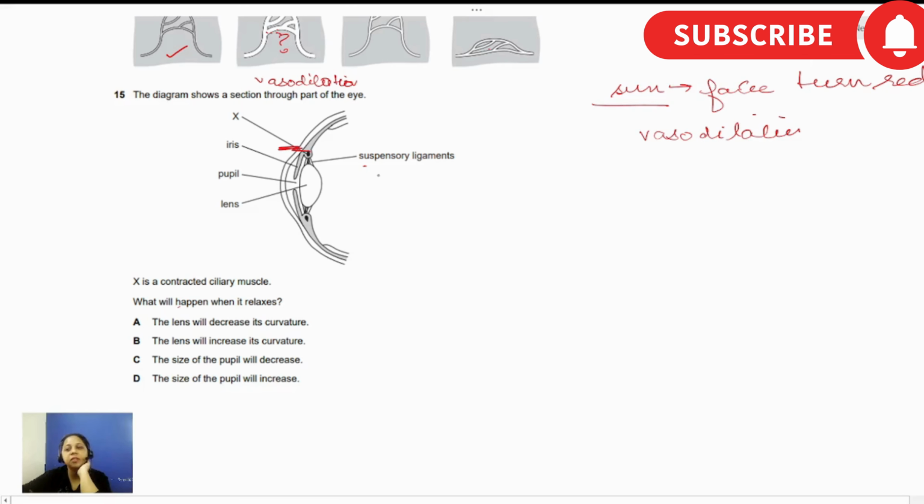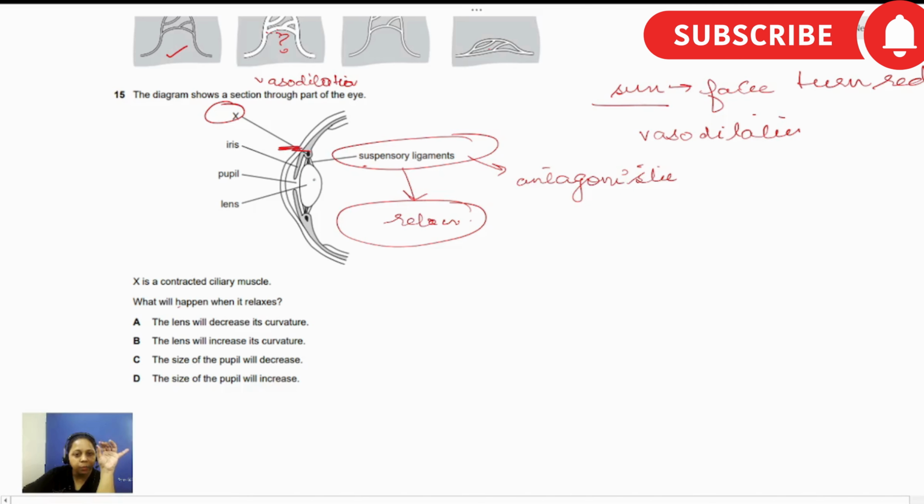Ciliary muscles and suspensory ligaments, these two are what? These two are antagonistic. Antagonistic means they act oppositely. Now they are saying if the ciliary muscle contracts, these suspensory ligaments relax. If they get relaxed, this will become smaller in size. So the answer is decreases curvature, yes.